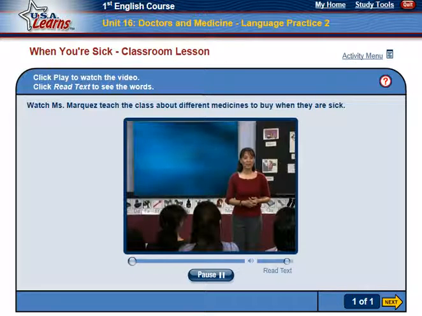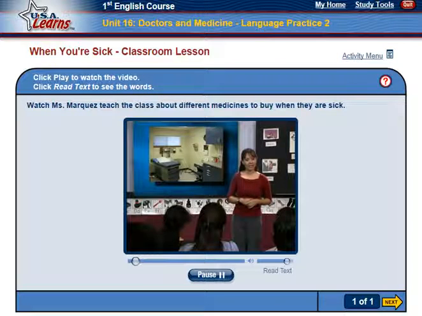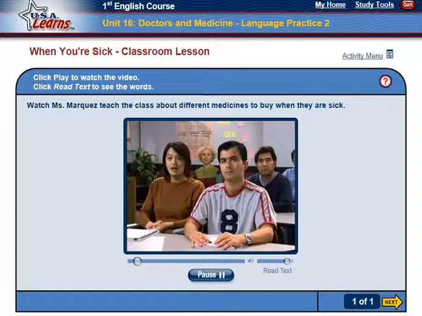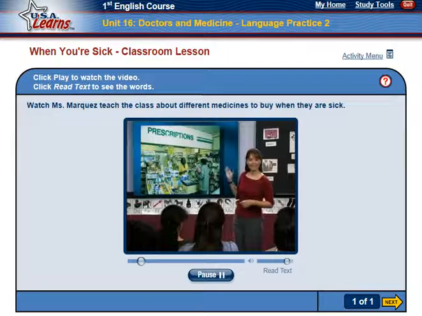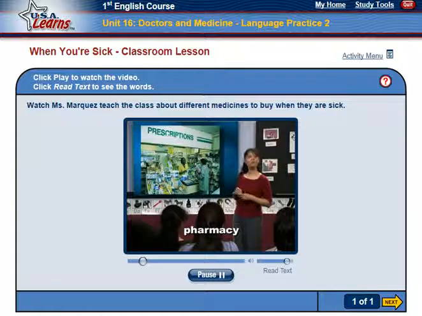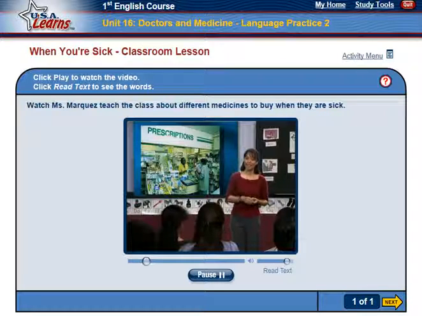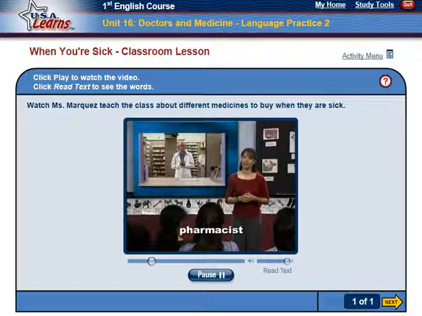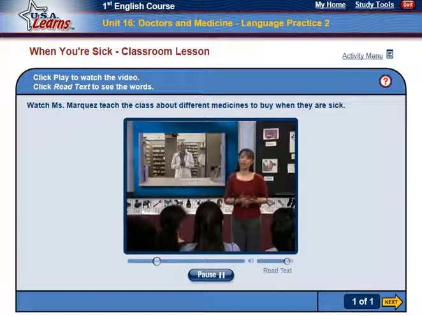Okay, class, look at the picture. Is this a clinic or a pharmacy? A clinic. That's right. This is a pharmacy. Pharmacy. Repeat. Pharmacy. At the clinic, we talk to a doctor or a nurse. At the pharmacy, we talk to a pharmacist. Pharmacist. Repeat. Pharmacist. In the pharmacy, there are two ways to buy medicine.